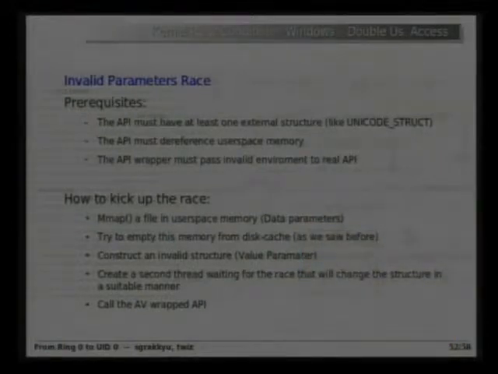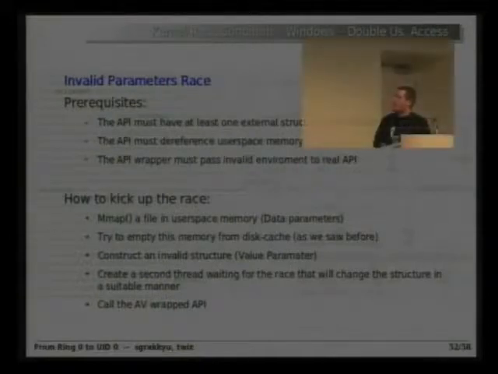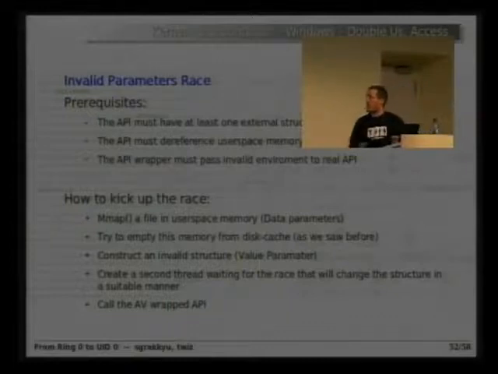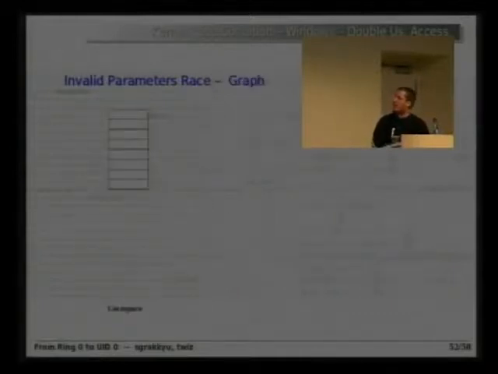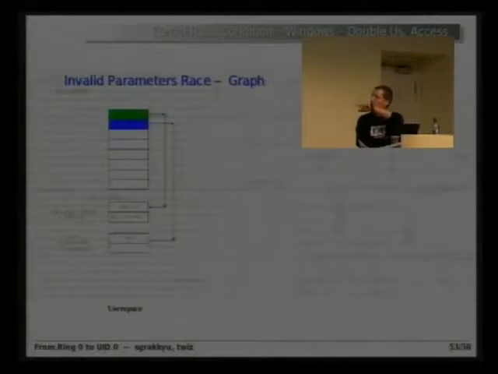What you can do is map a file to user space memory, try to empty this memory from the cache, constructing an invalid structure, and create a second thread waiting for the race, and when the race kicks in, it will change the structure in a suitable manner. Then we can see a graph to know better how it works. Here's a user space stack pointing to a user space structure. As you see, the first structure is invalid, and many antivirus implementations don't manage this type of structure.